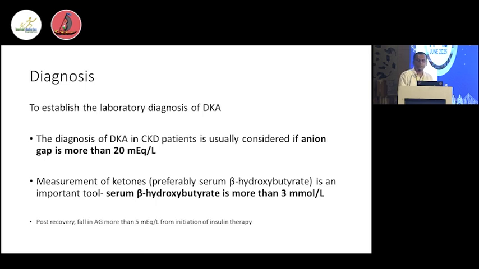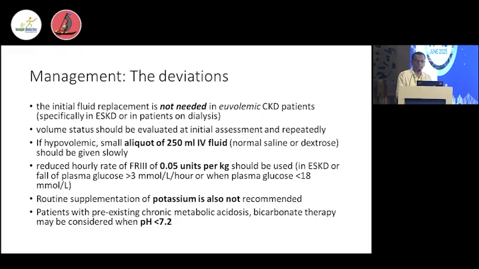So if you look from the basic diagnosis point of view, we mainly rely on three parameters for the diagnosis of DKA: one is hyperglycemia, one is ketosis and one is metabolic acidosis. Now for the CKD patient, the hyperglycemia sometimes we can miss, because in most CKD patients now, specifically diabetic patients, we use SGLT inhibitors which can lead to euglycemic DKA. So we need to be cautious.